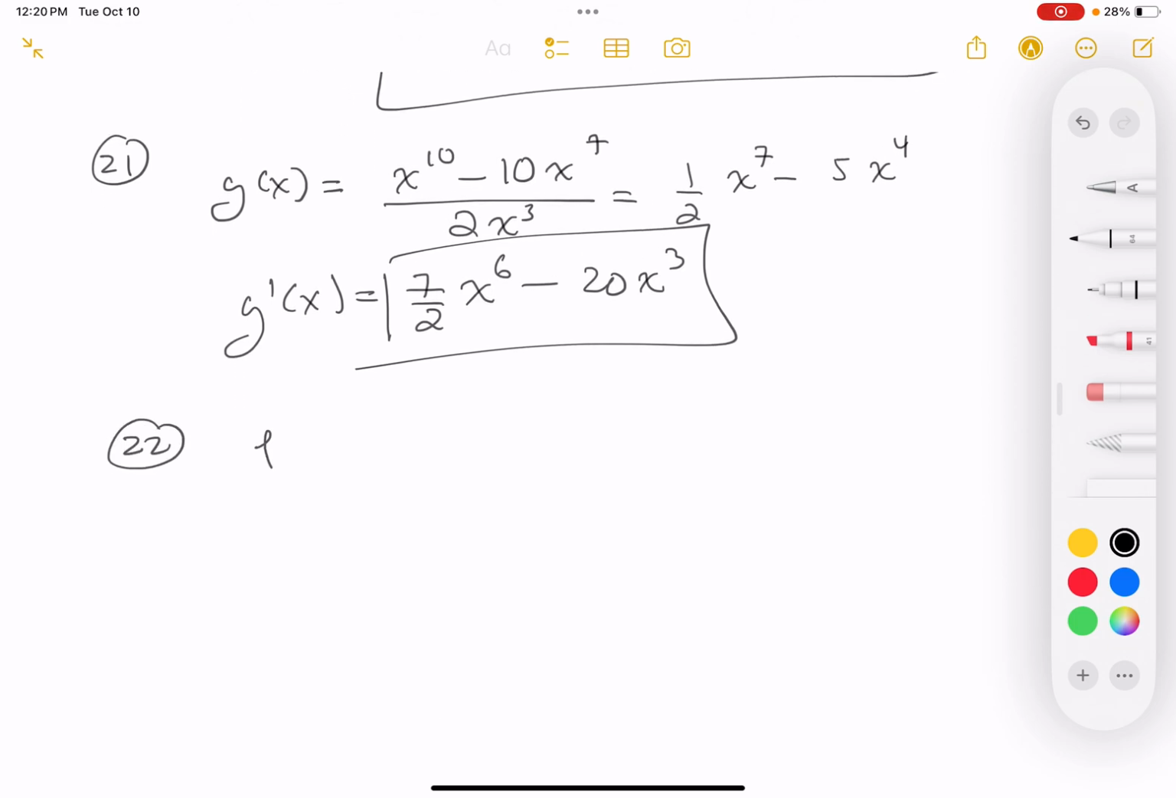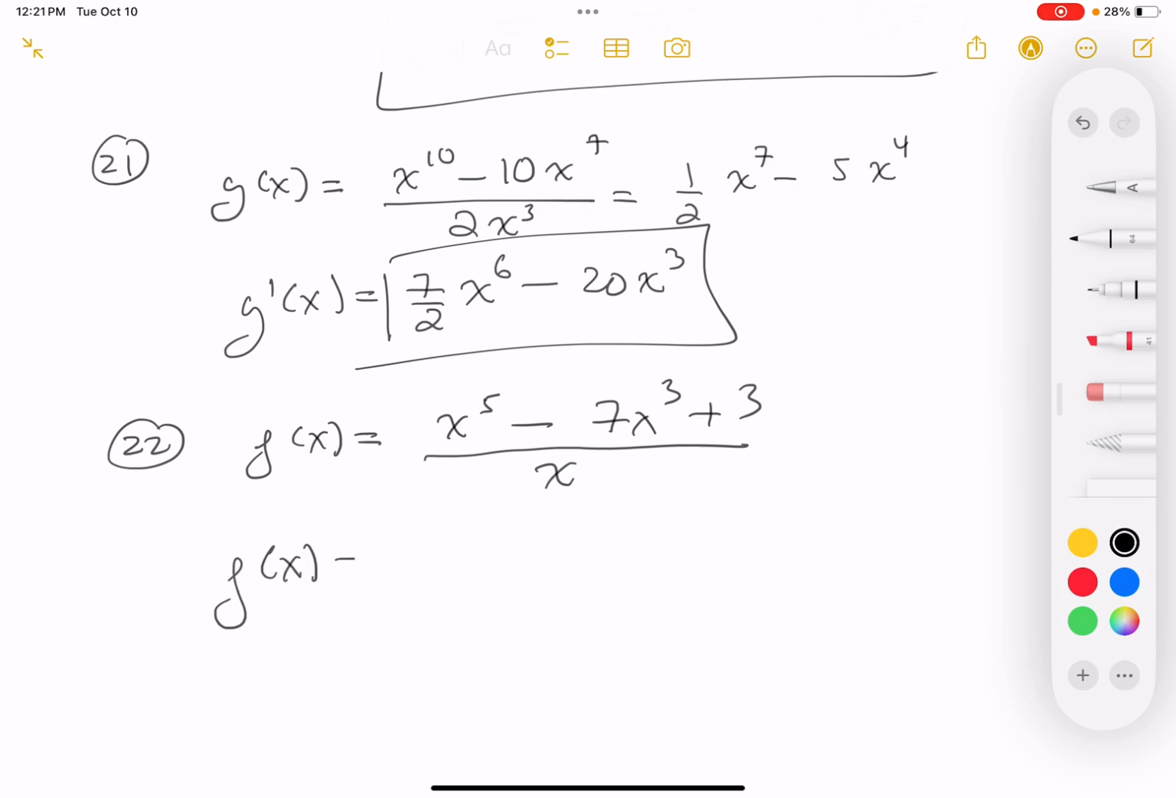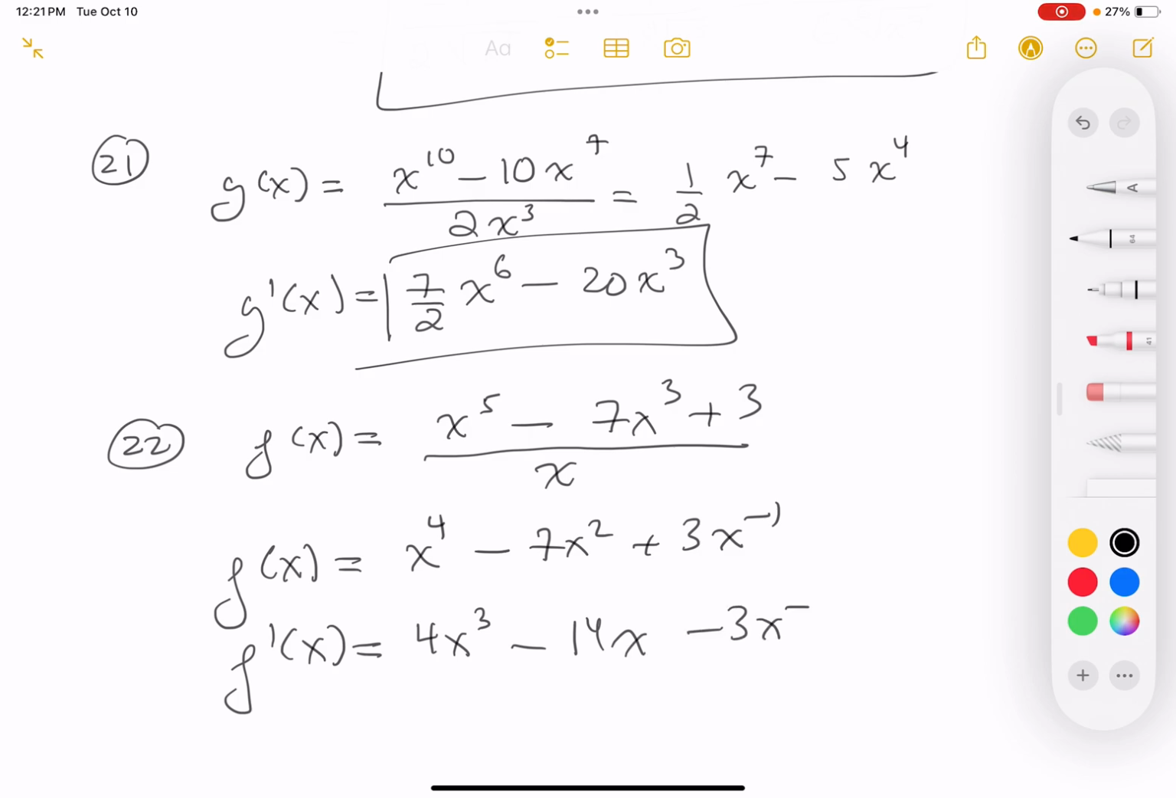And 22 is f of x equals x^5 minus 7x cubed plus 3, all divided by x. And rewrite it. That's x^4 minus 7x squared plus 3x minus 1. You can use the power rule now. And what do you get there? 4x cubed minus 14x minus 3x^-2. That to me is a fine looking answer.